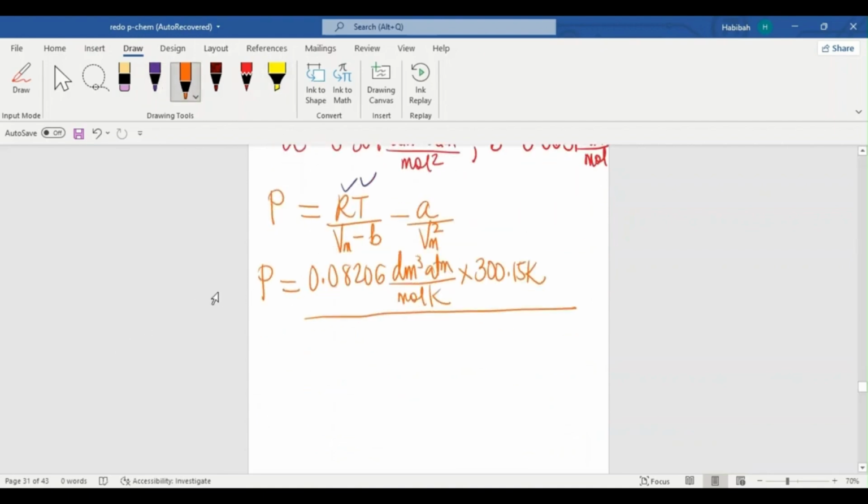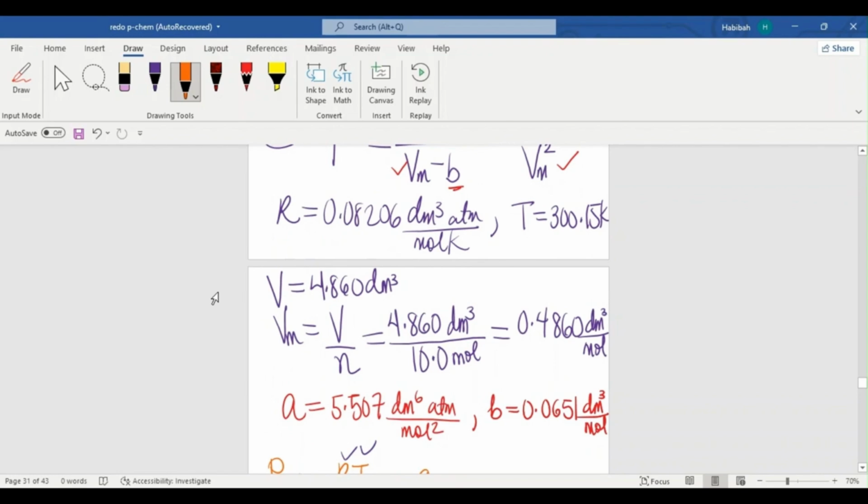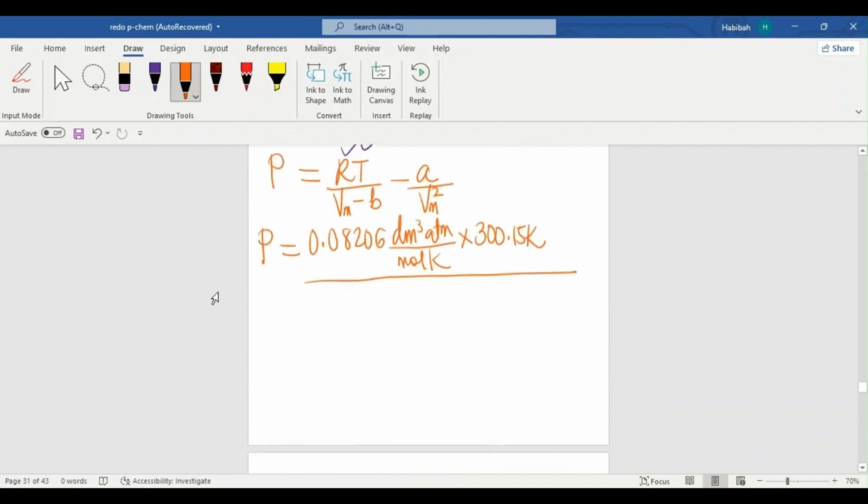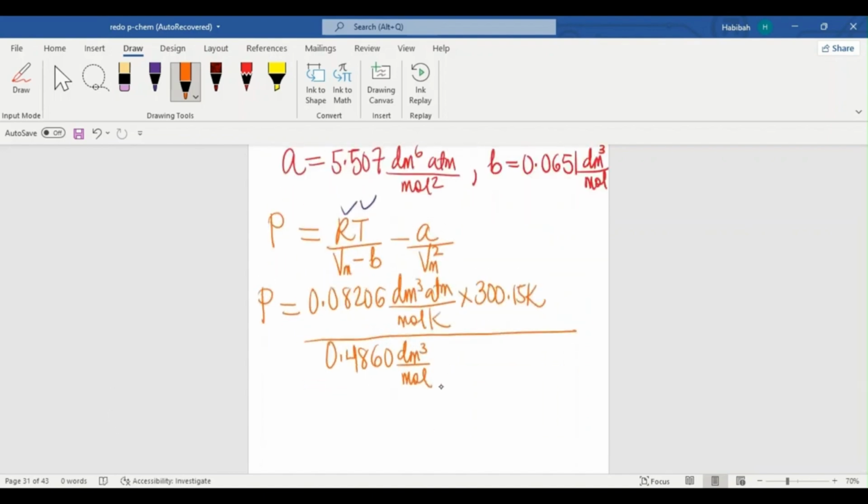So the molar volume, we know the molar volume to simply be 0.4860 dm cube per mole. We know the value for B to be 0.0651 dm cube per mole. So we have successfully written this part of the equation. So then of course we have minus here.